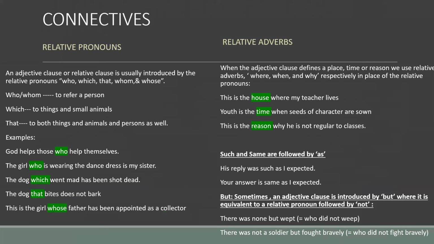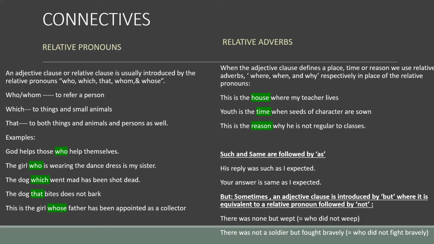Let us see what are connectives. We are going to learn more about the relative pronouns and relative adverbs, with a comparison made. An adjective clause or a relative clause is usually introduced by the relative pronouns who, which, that, whom, and whose. Who and whom refer to a person. Which refers to things and animals. That refers to things, animals, and persons as well.